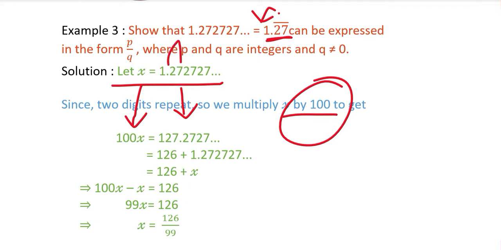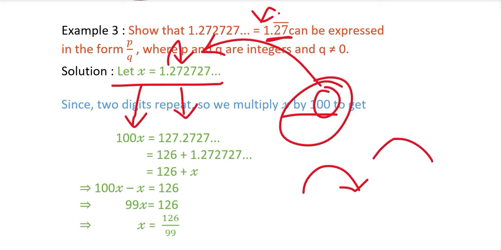here will shift how many digits? 2 digits. Why 2 digits? Because we are multiplying with 100. 100 has 2 zeros, so the decimal will shift 2 digits. If you multiply, the decimal shifts towards the right. If you divide by 100, or any power of 10, the decimal shifts towards the left.